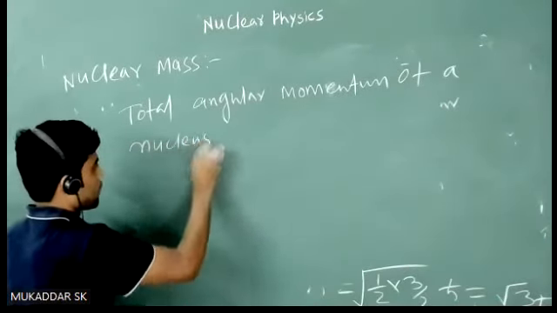So if you take its magnitude, it will be how much? Simply square root of I into I plus one, h cross.